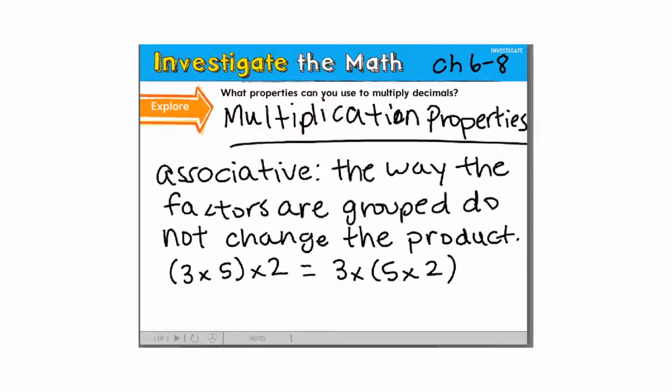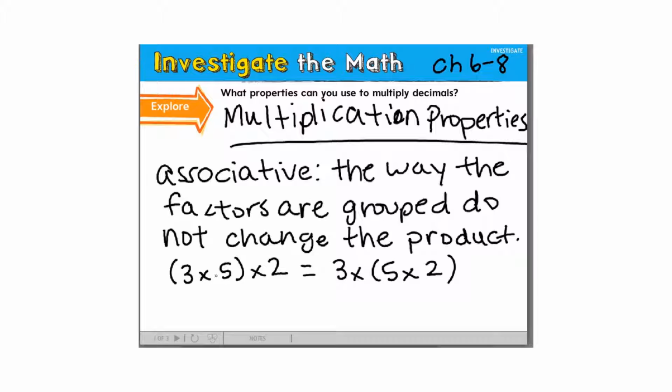Just like addition, when you're multiplying numbers, you can multiply different groups together. Notice on this example, the numbers didn't change order. We have 3, 5, and 2 on one side of the equal sign, and 3, 5, and 2 on the other side. In the first one, we grouped 3 times 5 first, and over here we grouped 5 times 2 first. Whatever you put in parentheses is what you solve first. No matter which one you do, you're going to get the same answer.